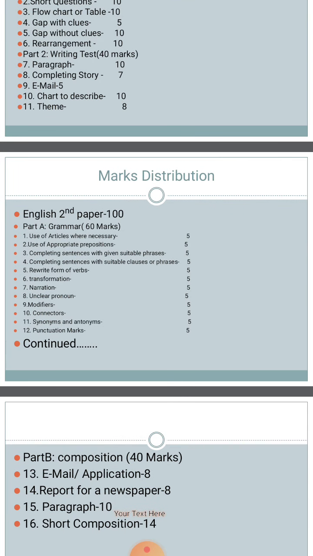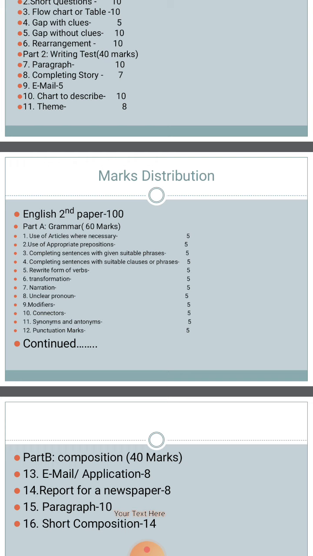Next is English second paper. It is also of 100 marks, and there are two parts of this question. Part A is called grammar, 60 marks, and part B is called composition, 40 marks. In the grammar section, you will be given 12 questions, each carrying 5 marks. Number 1, use of articles. Number 2, use of appropriate prepositions.